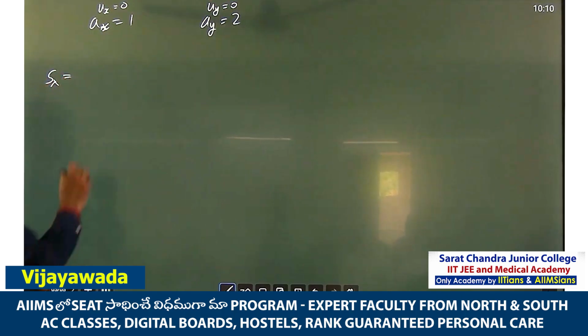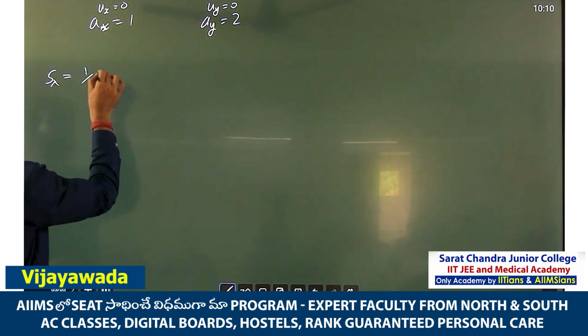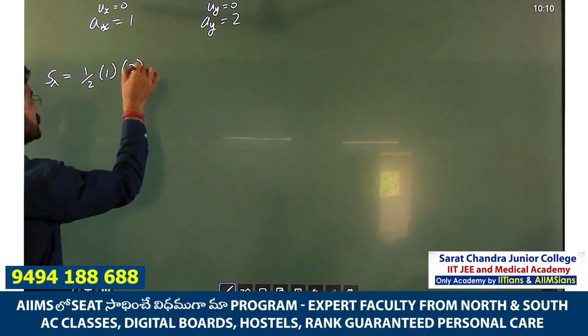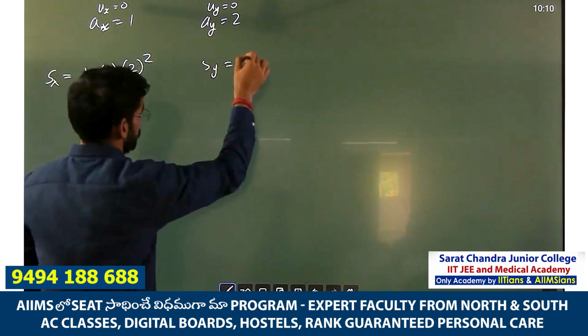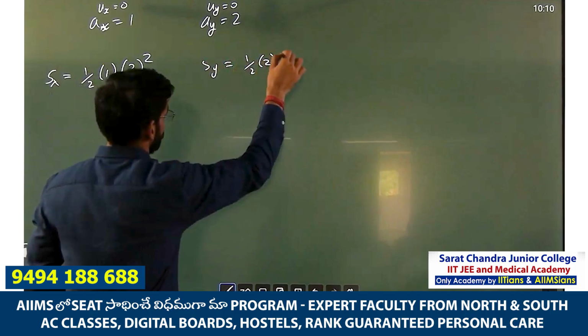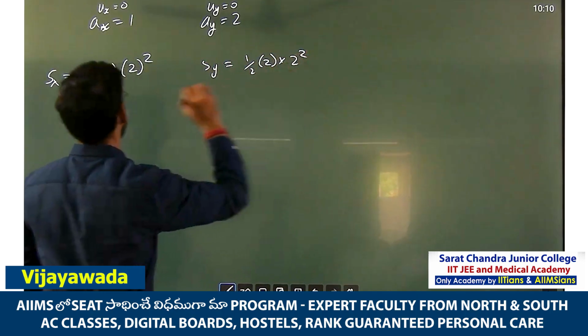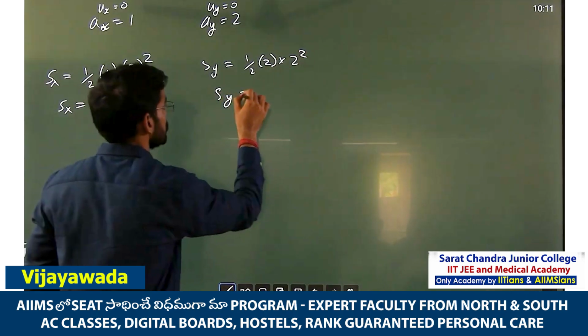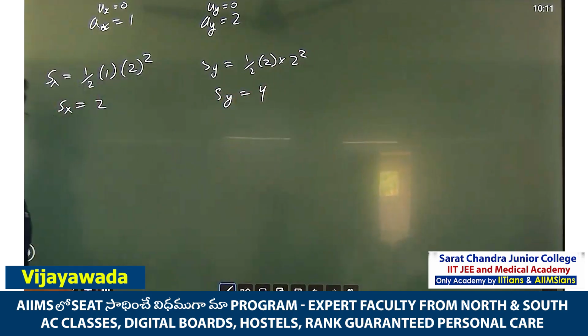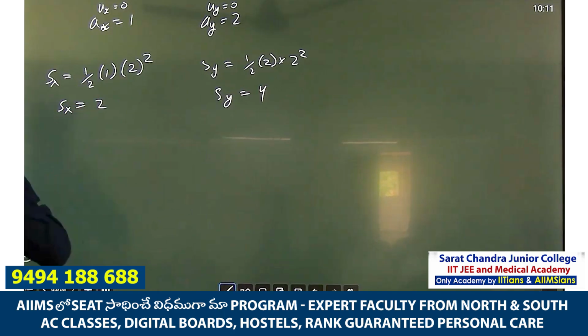So here Sx, what will you write down? Ut plus half a t square. So half into a, which is 1, into t square, that is 2 square. And Sy is how much? Ut plus half acceleration 2 into t square, that is 2 square. How much is this? 2. And how much is this? 4. Displacement in x direction is 2 and displacement in y direction is 4.